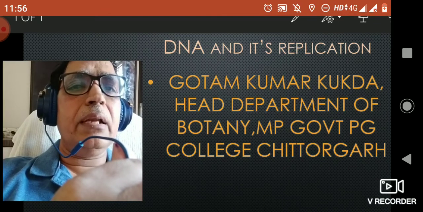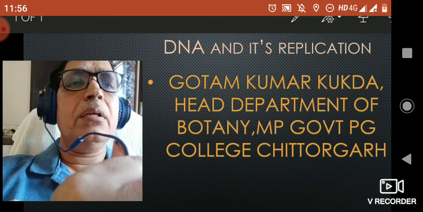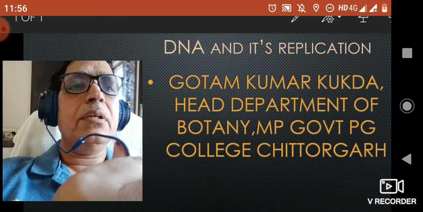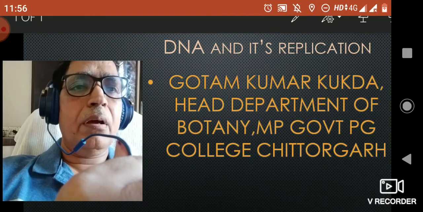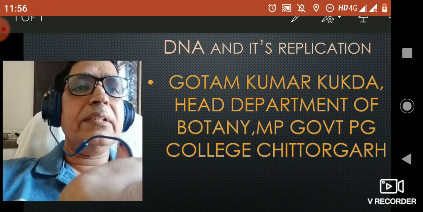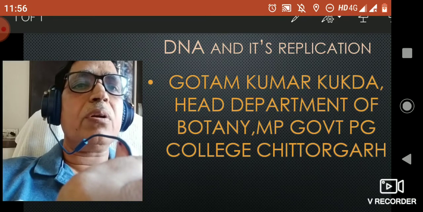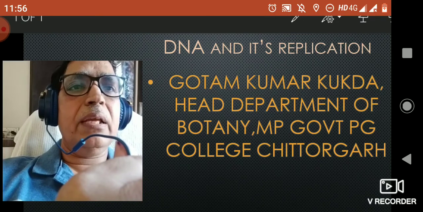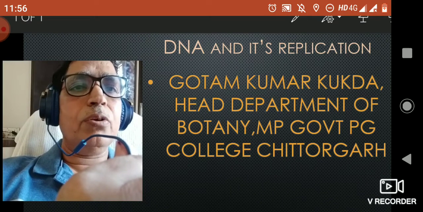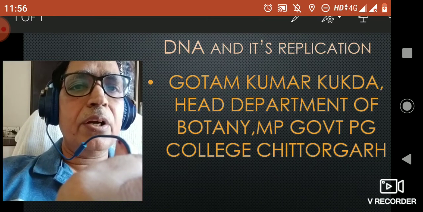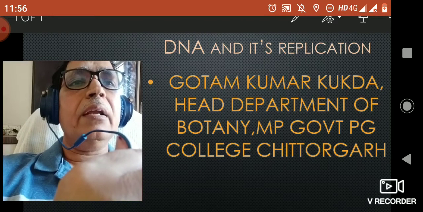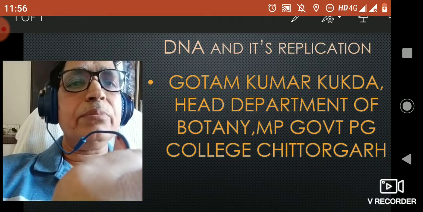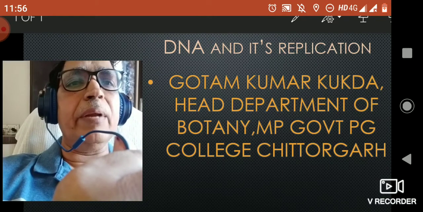But experimentally, as shown by Meselson and Stahl, it has been proved that there is a semi-conservative mode of replication of DNA. Now, what are the enzymes and the requirements for replication of DNA? For DNA replication, there should be some deoxynucleotides, which are the building blocks of DNA, and a few important enzymes which are required for DNA replication.